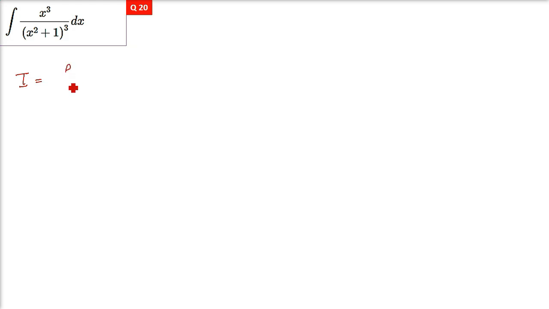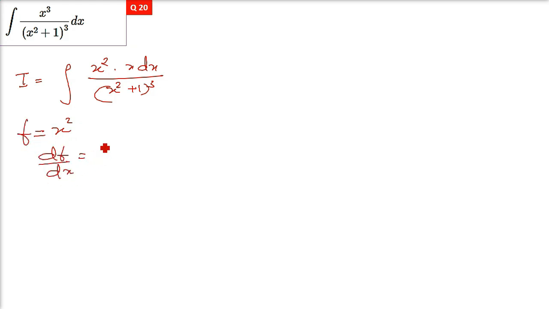So this integration will be: x cube can be written as x square into x dx. What will be the benefit of this? You will just know. (x square plus 1) whole cube. Now if you put x square equals t, dt by dx will be equal to 2x. Differentiation of x square will be 2x. So dt will be equal to 2x dx. If you take this 2 on the left hand side, it will be dt by 2 equals x dx.